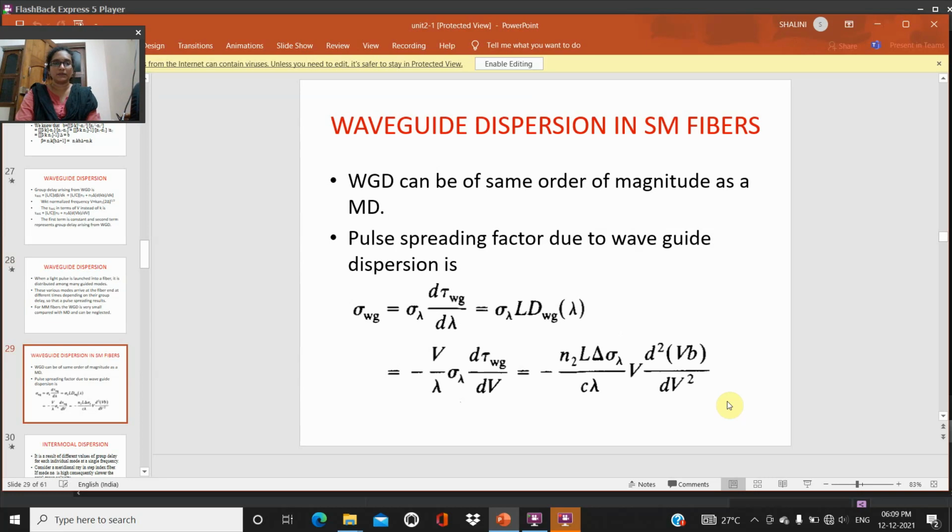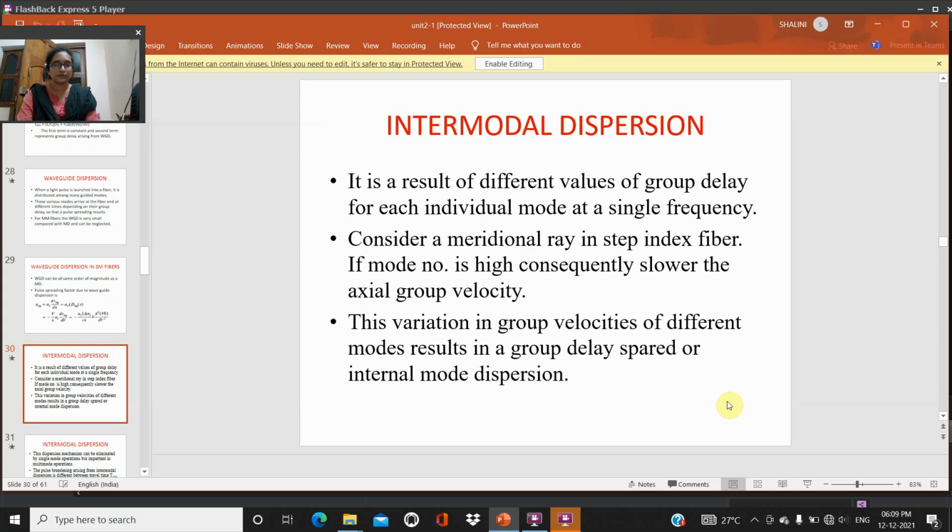Waveguide dispersion can be of the same order of magnitude as material dispersion. The pulse spreading factor due to waveguide dispersion can be written as below. Sigma of Wg is equal to the above equation. Next, intermodal dispersions.